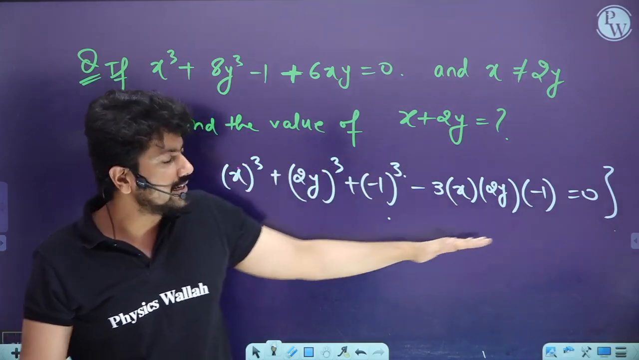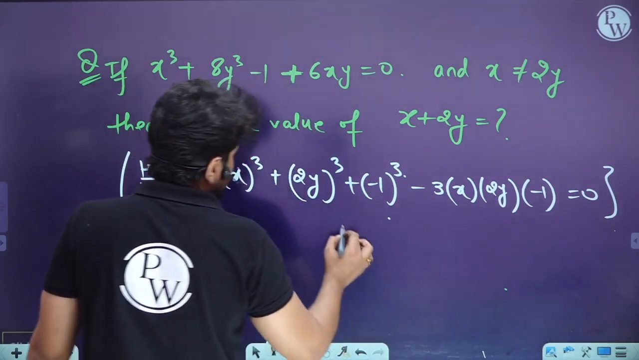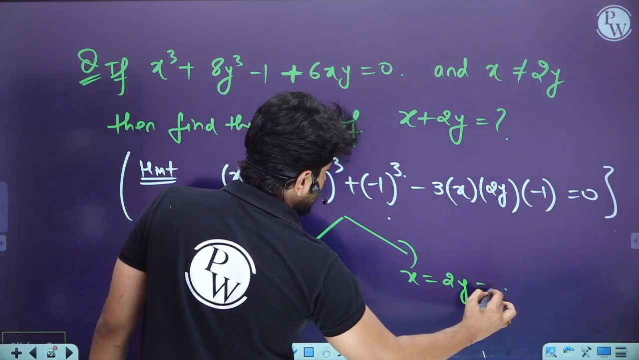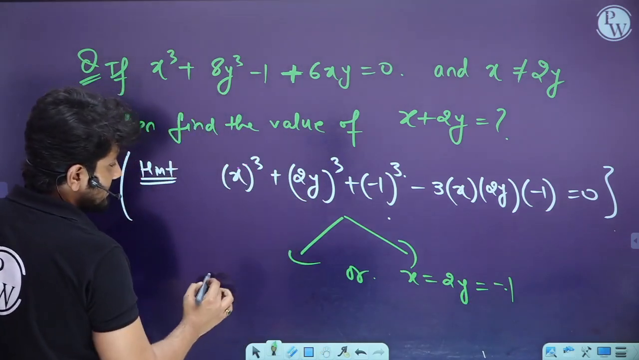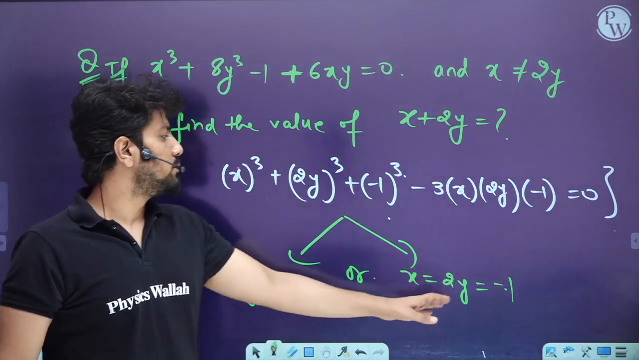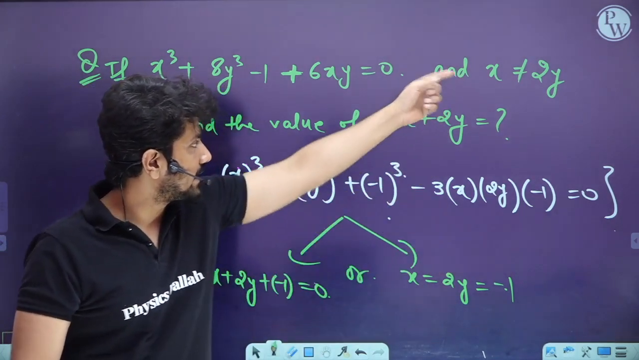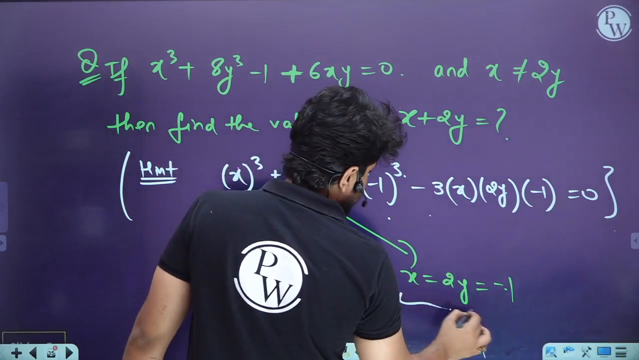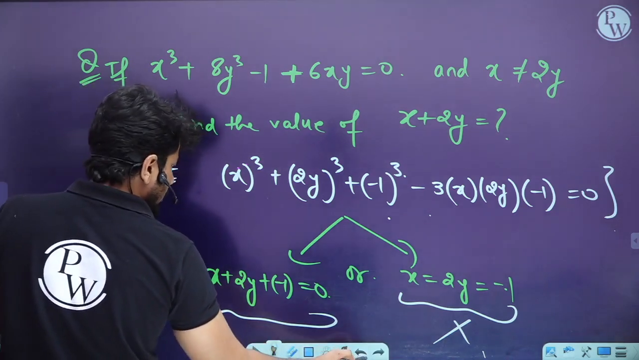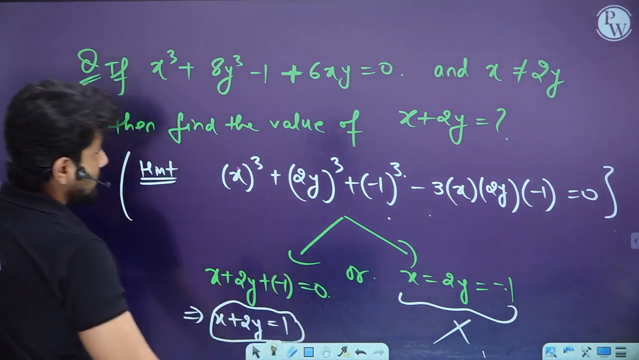So now we can see our standard identity. So now we have the answer, right? So either a equal to b equal to c, either x is equal to 2y is equal to minus 1, or a plus b plus c is 0, x plus 2y plus minus 1 is equal to 0. So this portion they have already said that x not equal to 2y. So let's reject this part and accept this part. So the value for x plus 2y is equal to what? x plus 2y is equal to 1. That's the value for this.